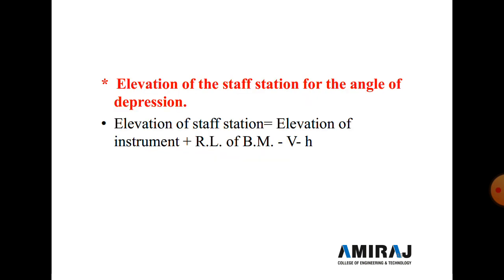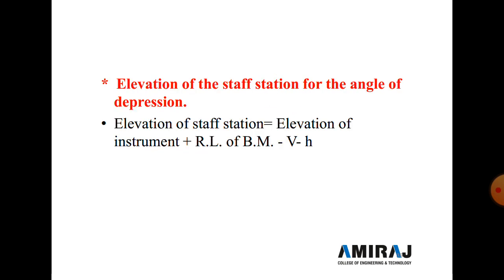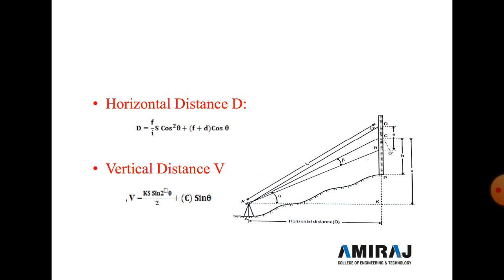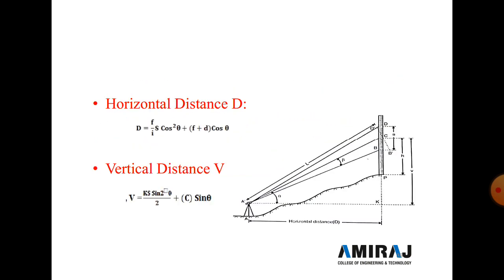Now the elevation of the staff for the angle of depression. When the angle is a depression, in place of the plus V we put the minus V. The vertical distance we put as a minus value. The other equation is the same, but only the V value is changed.